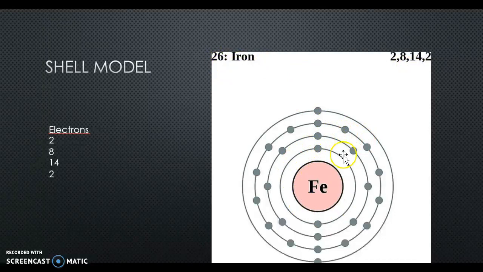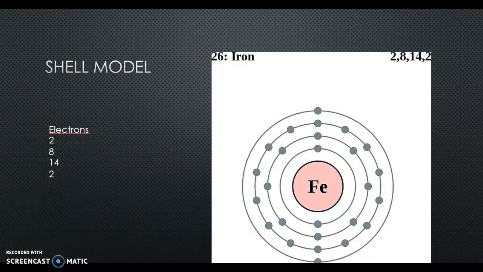So in the first shell we have 2, which is the maximum, and that's called the inner shell. Then we have the 2nd shell, which I call the middle shell, and it has 8, which is also the maximum. Then we have the other middle shell, which is the 3rd shell, and it has 14 electrons. And then we have the outer shell, which has 2 electrons.